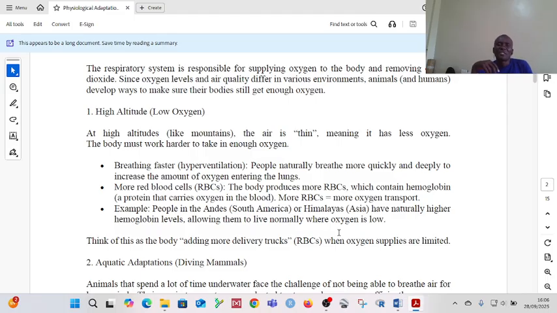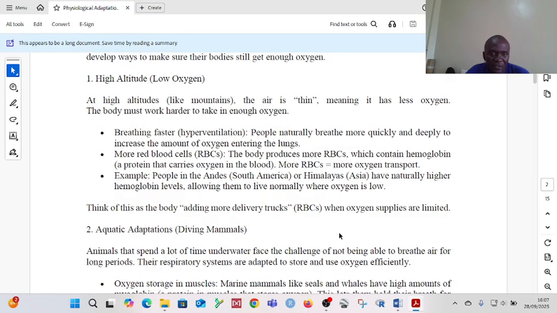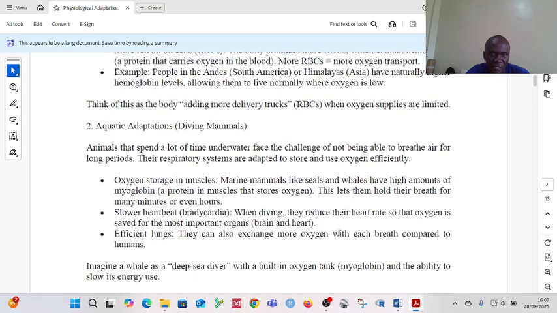Think of this as the body adding more delivery trucks when it is increasing the number of red blood cells. Red blood cells are the trucks that deliver or supply oxygen. So when the oxygen supplies are limited, you need more units that can go and carry oxygen from where it is, however little. Okay? So that is how an adaptation at high altitude can happen.